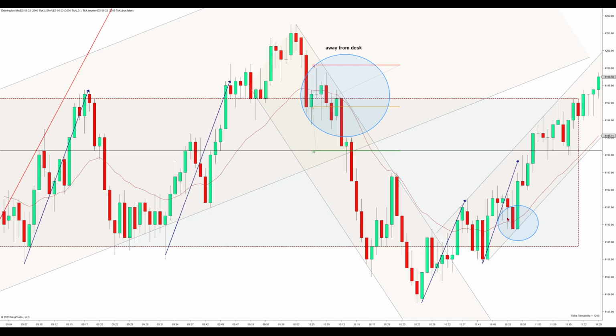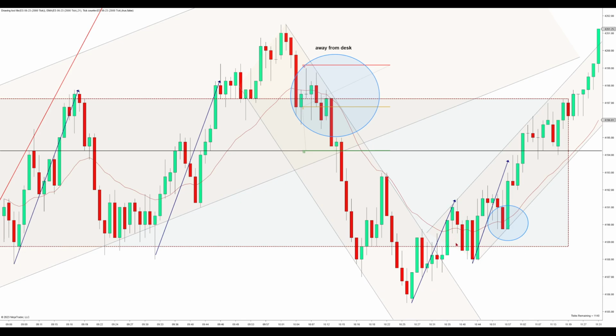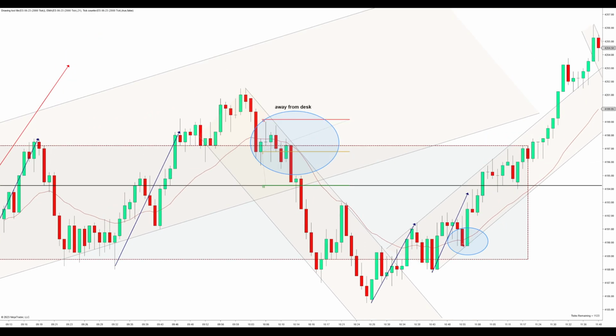And I was looking for a failed second entry right here. You see first entry short, second entry short, failure. It never quite set up how I wanted it to, but we did clearly take off from this area right here. We had this measured move in play. I was using this downtrend right here. So like downtrend break, first attempt lower, second attempt lower.